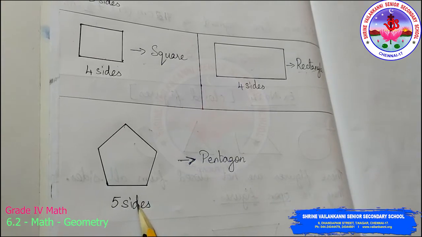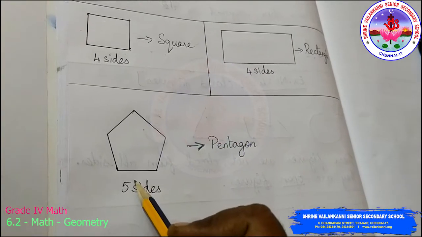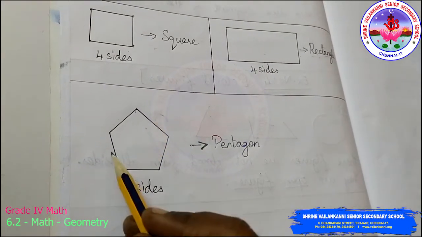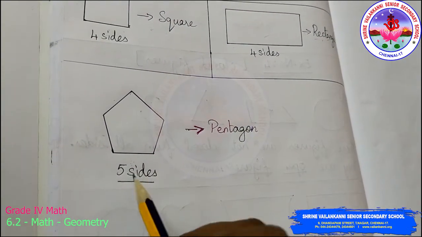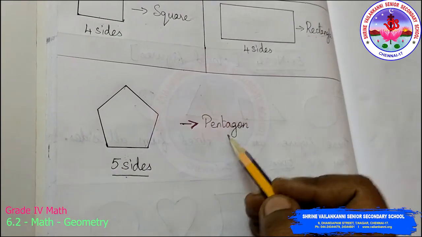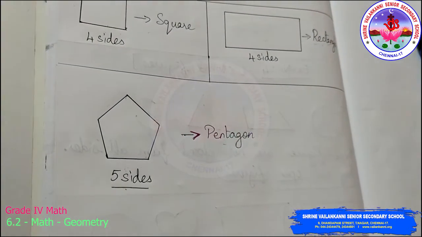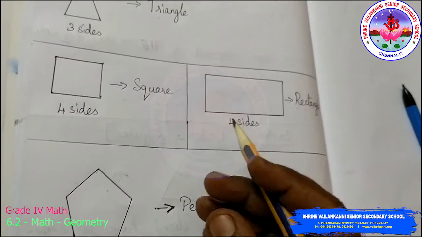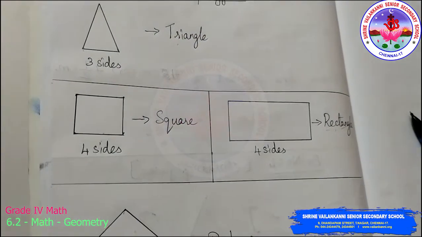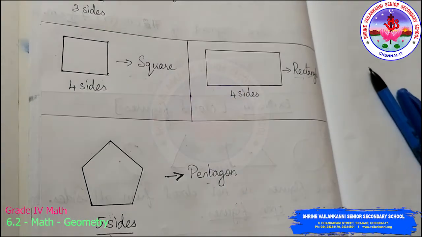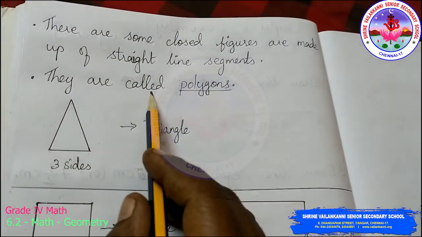Now, one more shape. How many sides does it have? 1, 2, 3, 4 and 5. So this figure has 5 sides, and this 5-sided figure you will call a pentagon. There are many shapes with different numbers of sides. These are the 4 examples I have shown you. These kinds of closed figures made using line segments are generally called polygons.